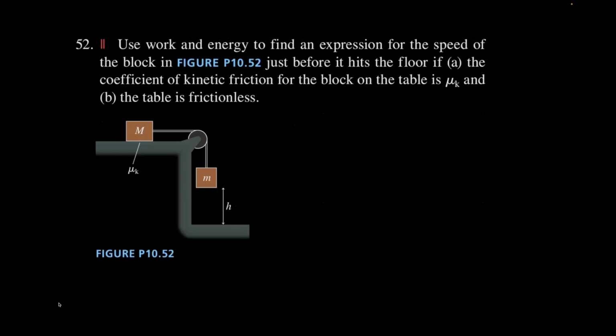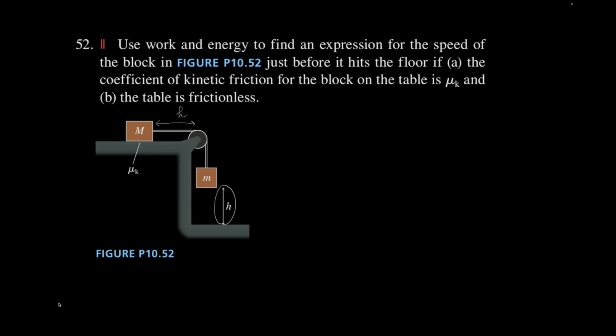Problem number 52, no numbers, we just have to derive formulas. We have a system of two objects connected with a string. We see that one of them is going through the change in potential gravitational energy because it loses height. And if it moves this distance of h, then this will also have gone that same distance horizontally.